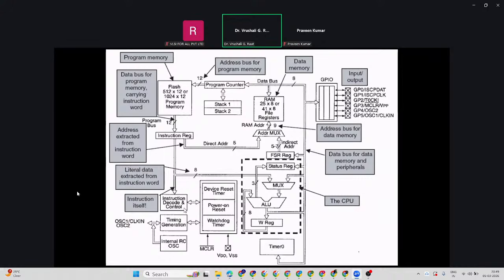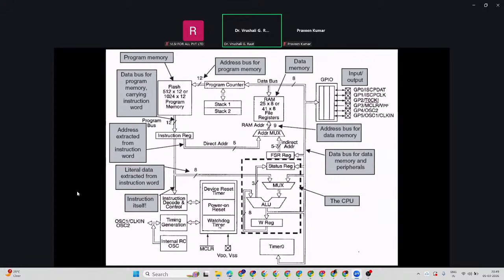Okay. Then look what is here. Device reset timer, power on reset, watchdog timer. All these are available here, which are connected with external VDD and VSS, because their work is like that, either resetting or keeping the watch. Okay. As well as for resetting, MCLR bar. That is clear bar. By giving 0, it will clear the device. So that way it is available there.